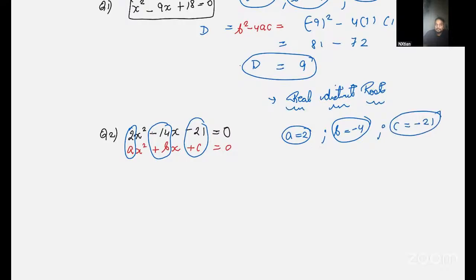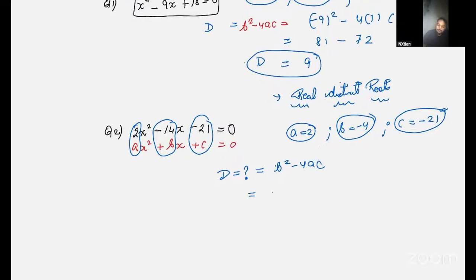Now we have to find the value of D. The value of D is basically equal to b square minus 4ac. See, there is a formula; we have to learn this formula, b square minus 4ac. Now what is b? b is -4, square, minus 4 into a. a is 2, and c is -20. Did you understand? Say yes or no?